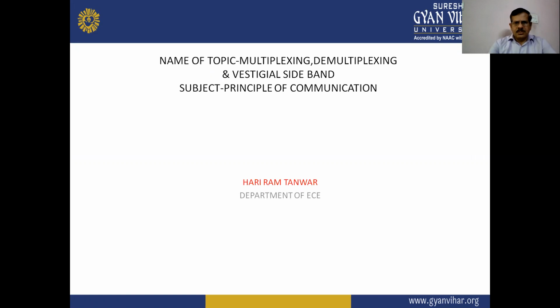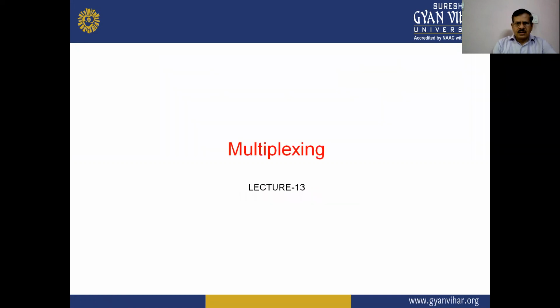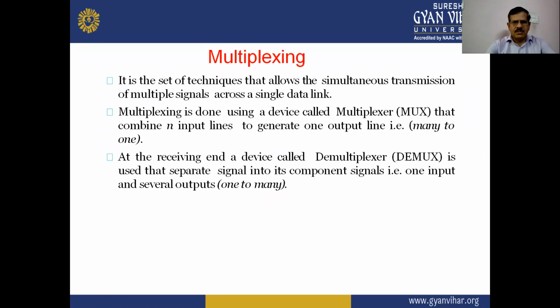The subject of this principal communication topic is multiplexing, demultiplexing, and vestigial sideband. So, what is multiplexing and what is the role of multiplexing in the communication field? Multiplexing is a set of techniques that allows the simultaneous transmission of multiple signals across a single data link.